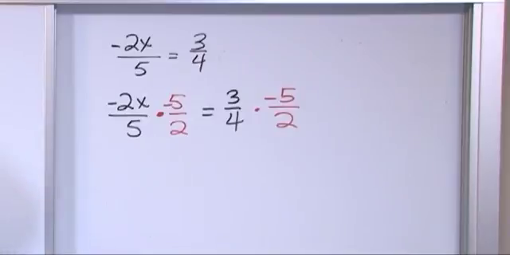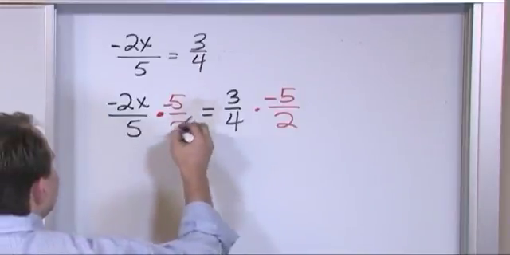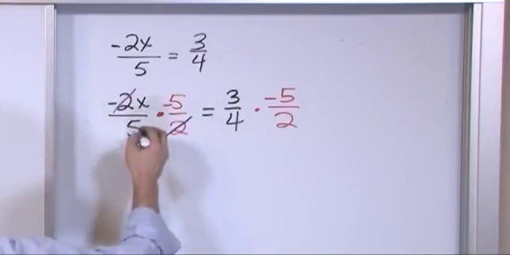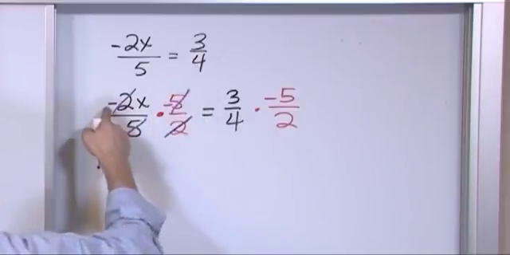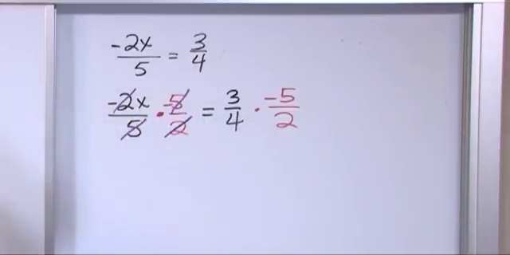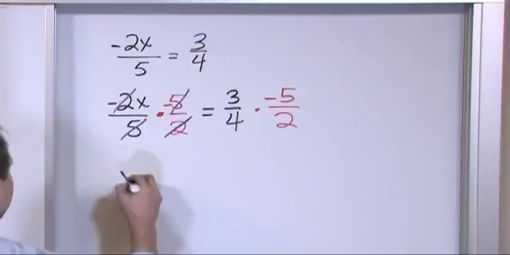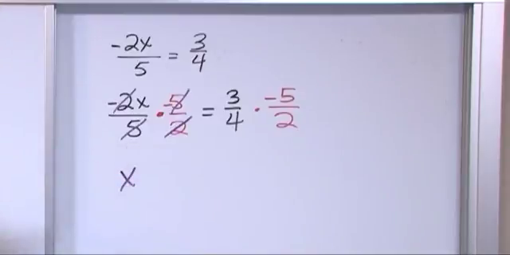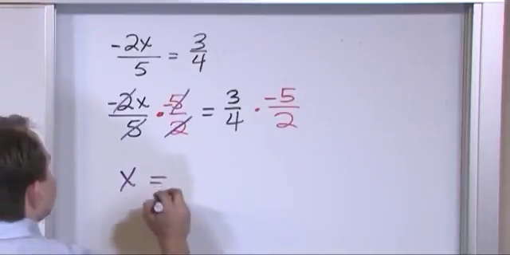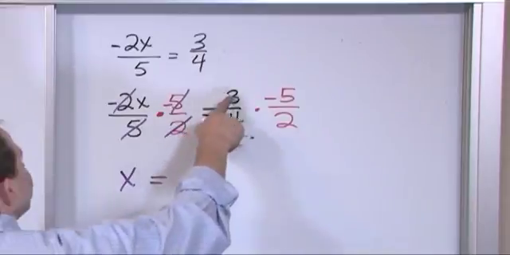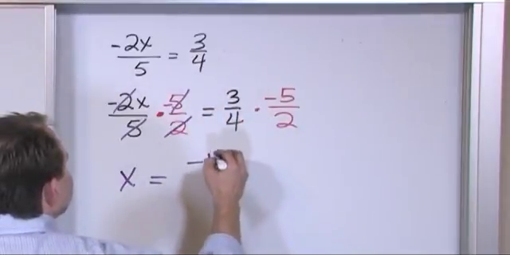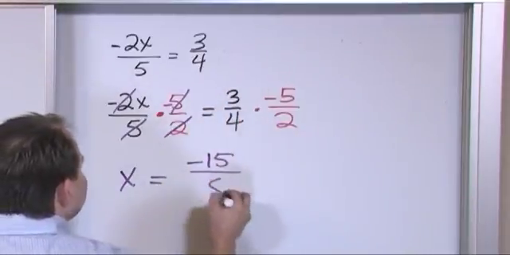Because on the left-hand side, when I do that, the 2 is going to cancel with the 2, the 5 is going to cancel with the 5, the negative is going to multiply by the negative to give me positive, so I'm going to end up with x right there. And I'm going to isolate it totally by itself. On the right-hand side, I just do this multiplication. 3 times 5 is 15, but don't forget the negative. 4 times 2 is 8.